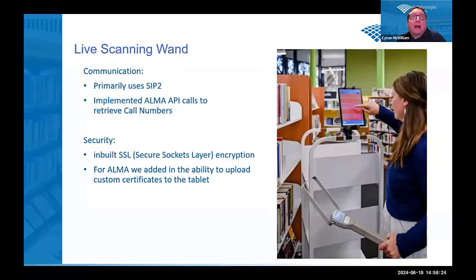The live scanning wand primarily uses SIP2 for its communication, but we have implemented some API calls to pull in call numbers. And this assists the staff to identify items that trigger an alert. Especially useful when you have a large collection with a lot of similar titles. The wand is designed to scan as large an area as possible to speed up the scanning of a collection. So you need that kind of identifying items to find a book that might have been half a meter away.